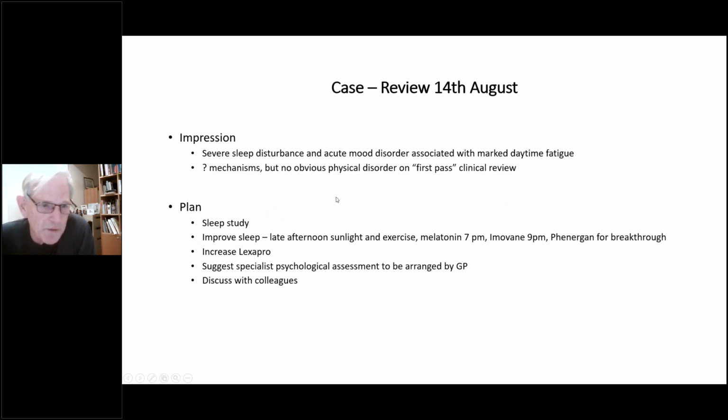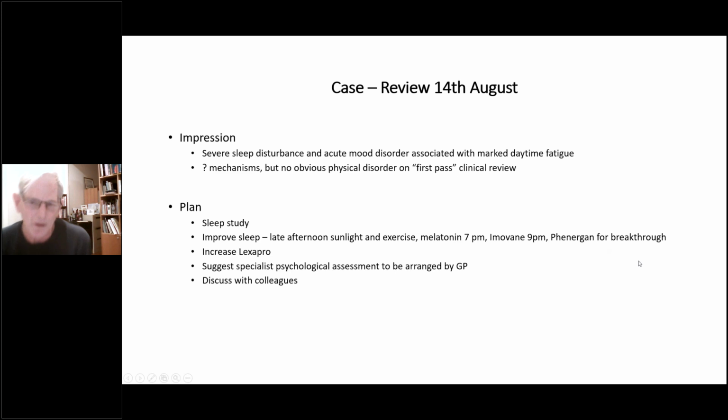Because of the sleep disturbance, I ordered a sleep study, which I was able to get quickly. To improve her sleep, I asked her to expose herself to sunlight in the afternoon and do at least a little exercise in the late afternoon. I commenced her on a regular cocktail of melatonin, Imovane, and then Phenergan for breakthrough.